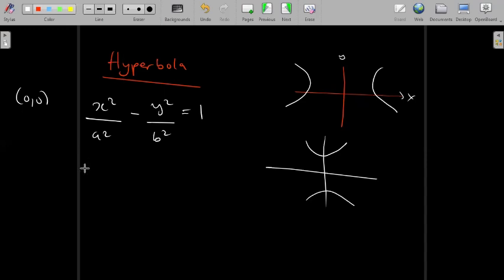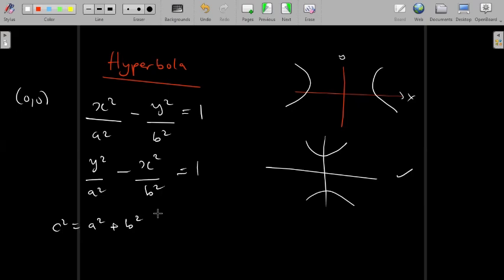Then when we have y positive, we have y squared over a squared minus x squared over b squared equal to 1. It's going to be this case, the second case, when x is negative like that. So this is what we get for this one. And for this one, our c squared is computed as a squared plus b squared.